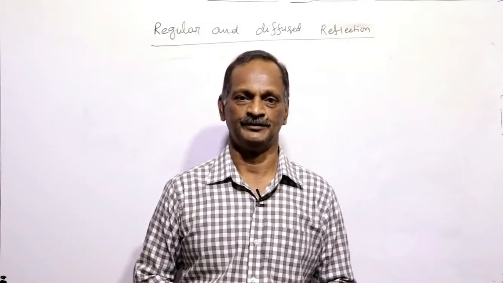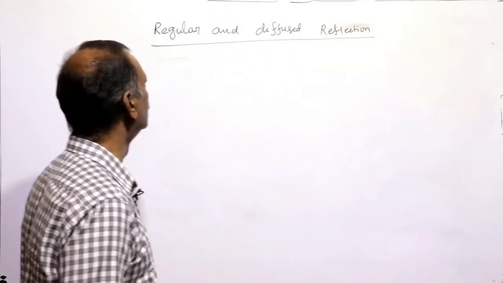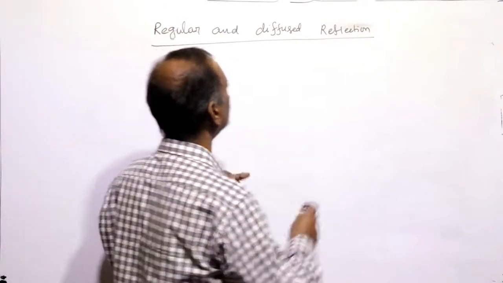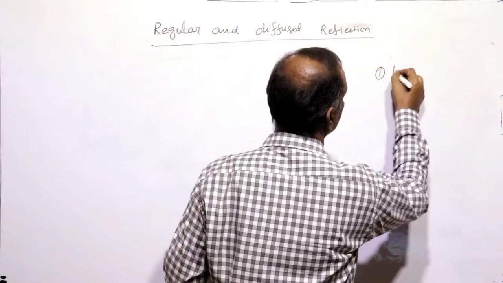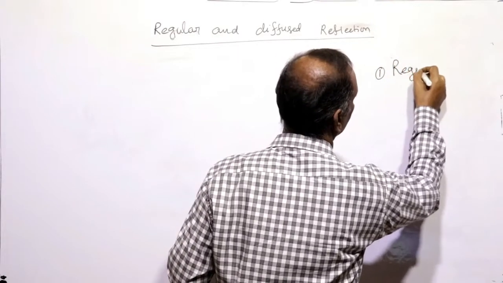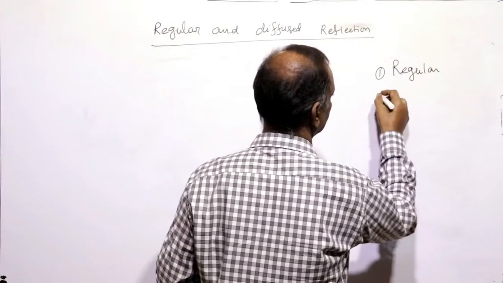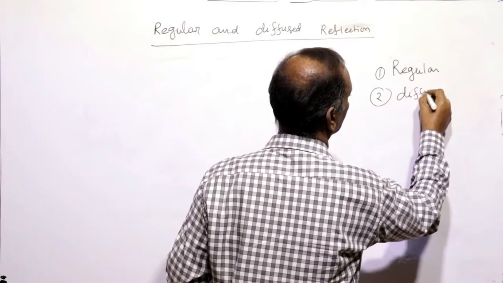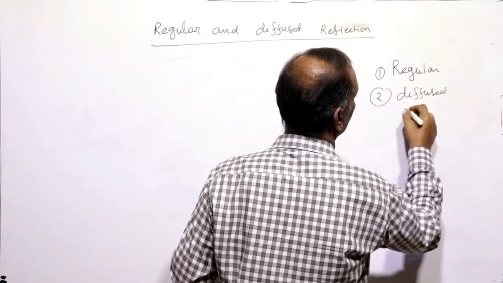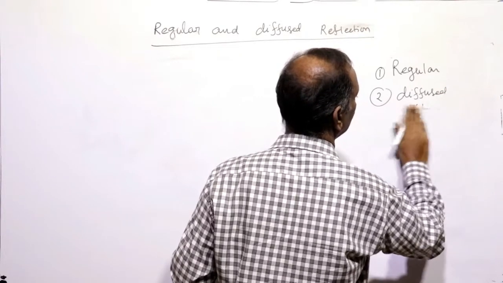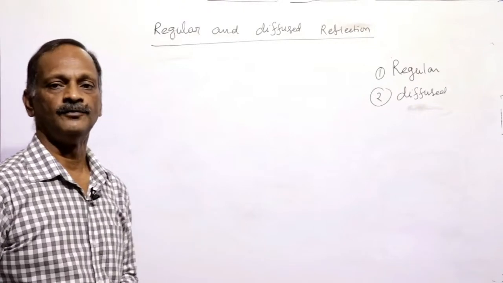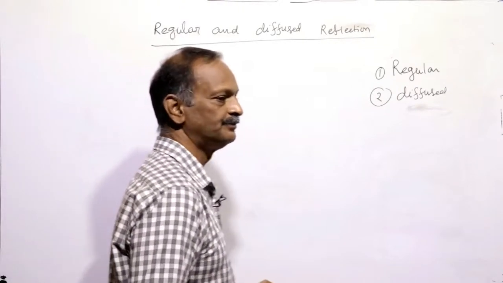Types of reflection. Now we are going to talk about types of reflection. One is regular reflection. Another is diffused reflection. First we will see regular reflection. What is regular reflection?